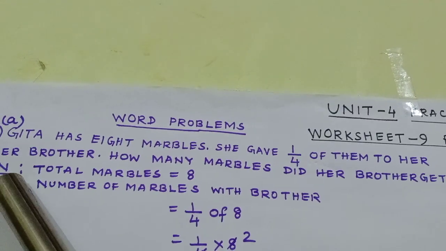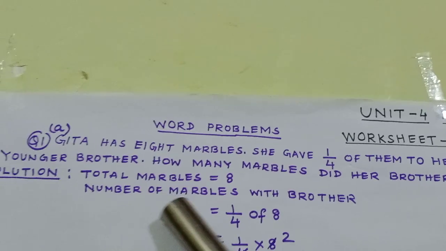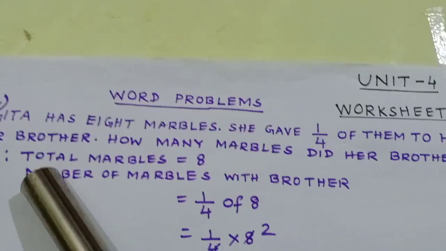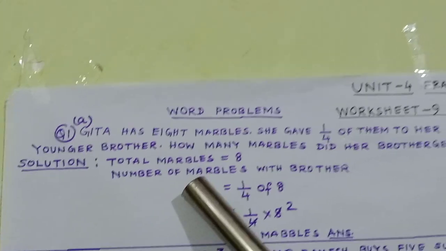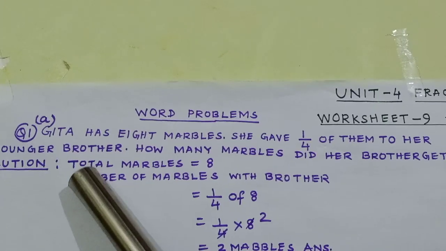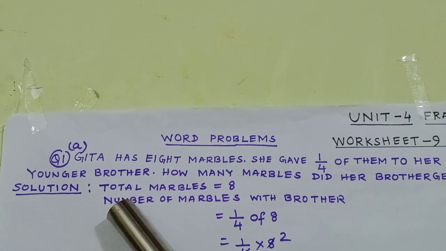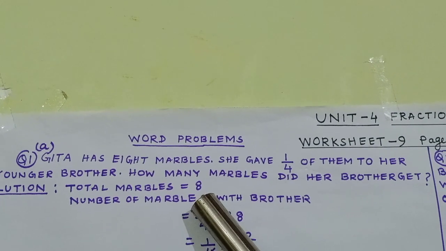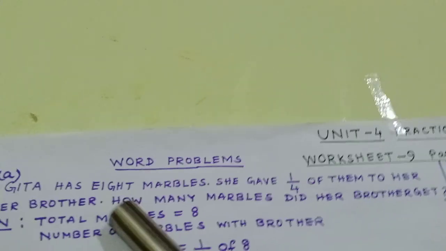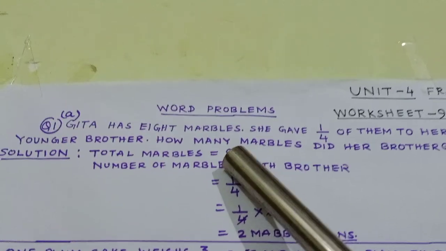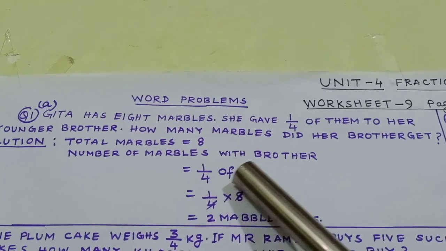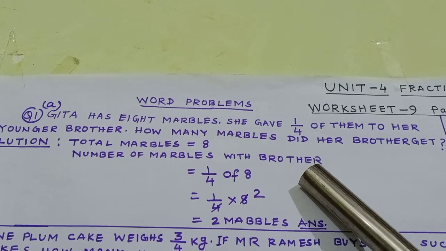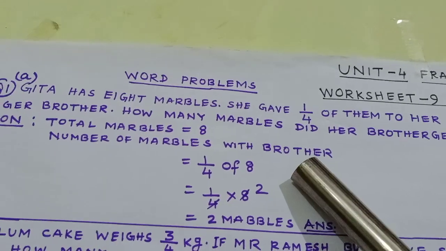So, in solution, you will write first. In words also, you will have to mention, because this is word problem. So, we must write in words. We must explain in words. Total marbles is equal to how many? 8. So we will write 8. Now we have to calculate number of marbles with younger brother. So what will be the answer?